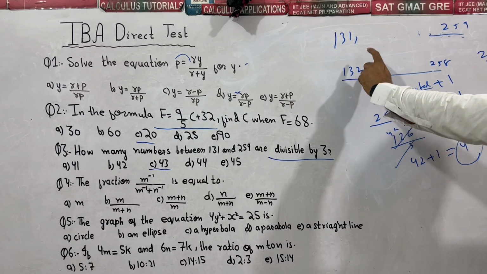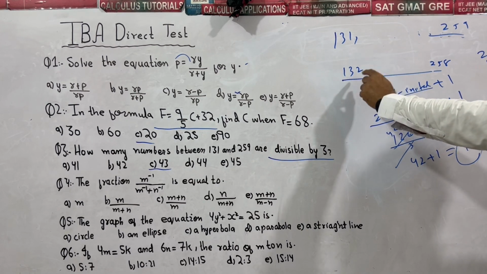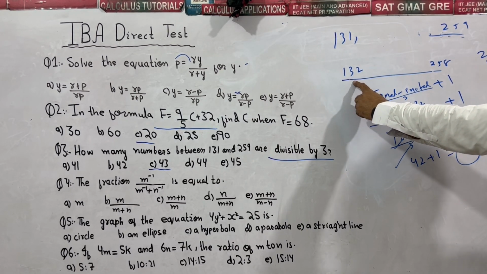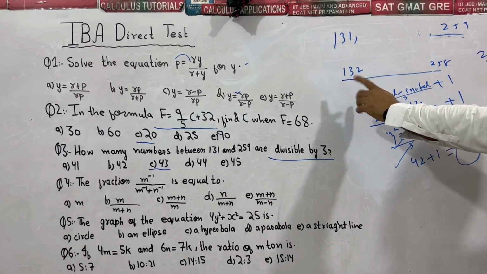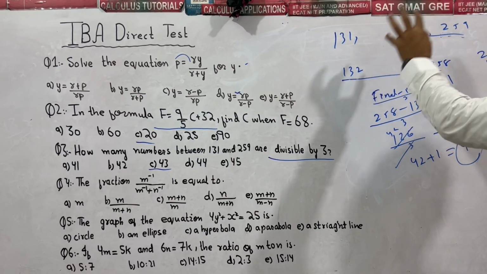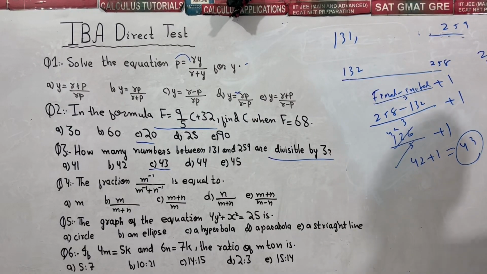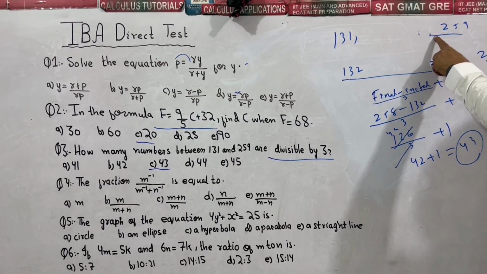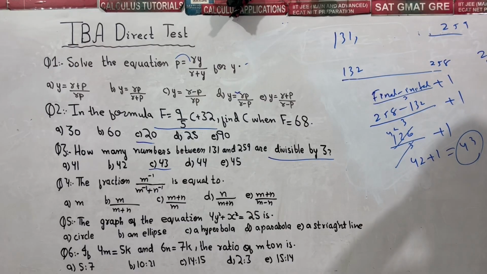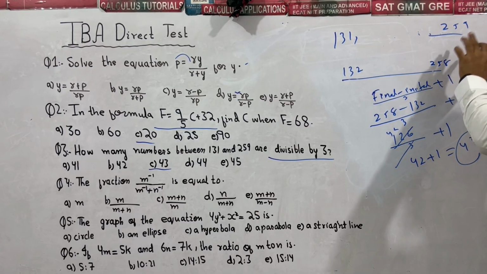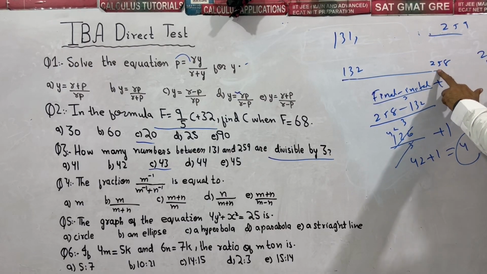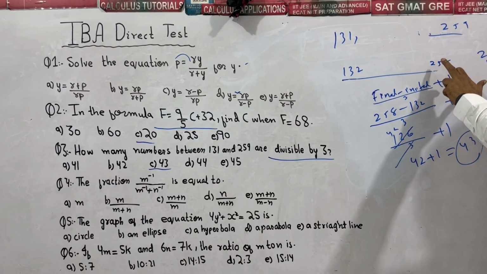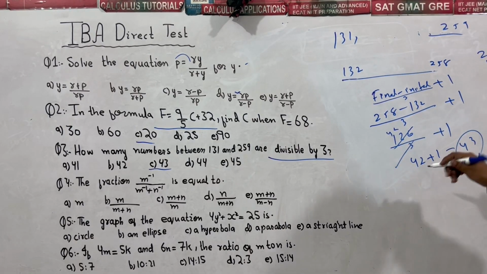If we add 1 to it, the next number is 132. 1 plus 3 is 4, 4 plus 2 is 6. 6 is divisible by 3, so this number is too. Similarly, 259 cannot be divisible by 3 because its sum of digits is not divisible by 3. While decreasing by 1, 258 is divisible by 3 because the sum of its digits is divisible by 3.